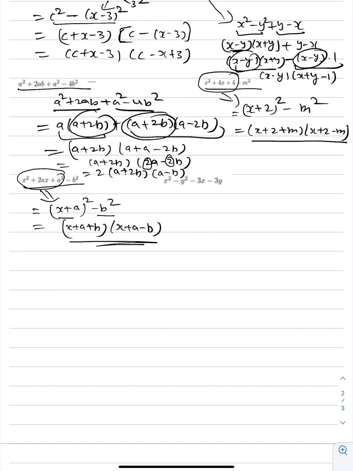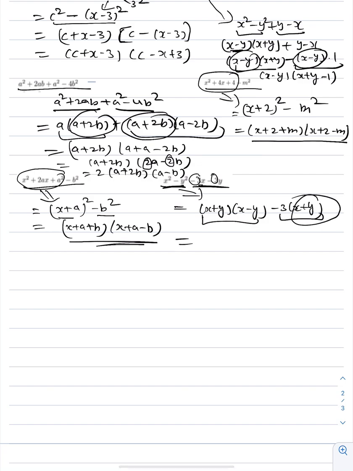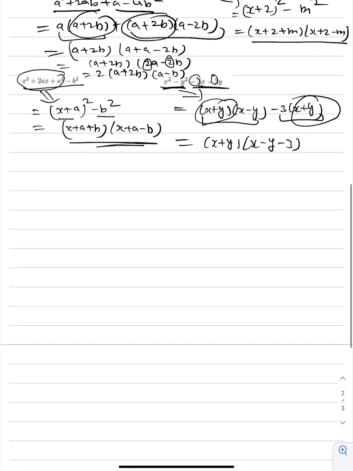And this one in this case is, sorry, a difference of squares. So this is x plus y, x minus y. And from here, you can see negative 3 is going to be common. So you get x plus y. And now from these two terms, x plus y is common, and you get x minus y minus 3. You can't simplify it further.